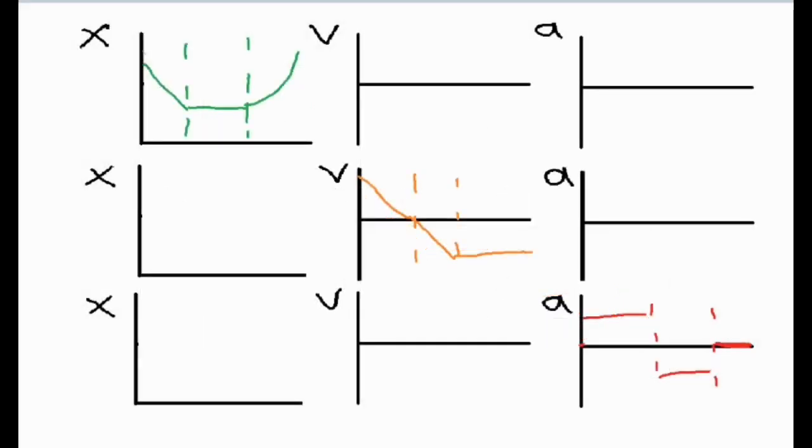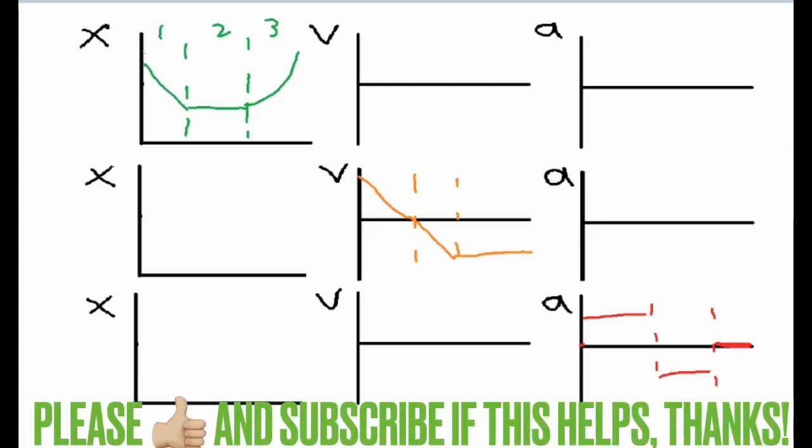So for each one of these, I made them a 3-part graph so that we could do 3 different types of motion within one problem. So let's call this section 1, section 2, and section 3. So here are details that I'm going to want to be paying attention to. For section 1, it's slanting backwards in the negative direction. So we have a negative velocity.